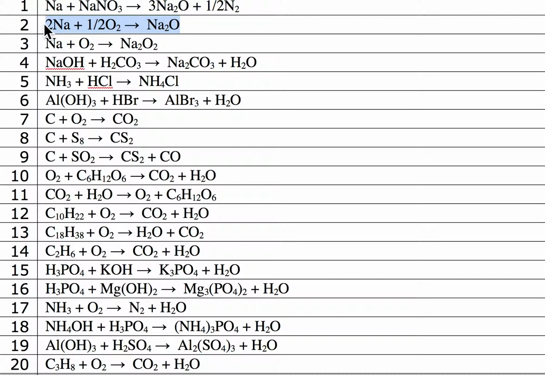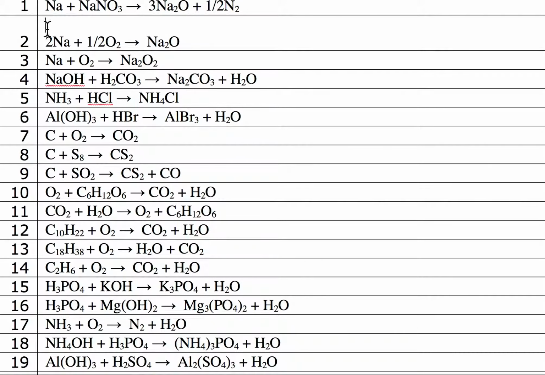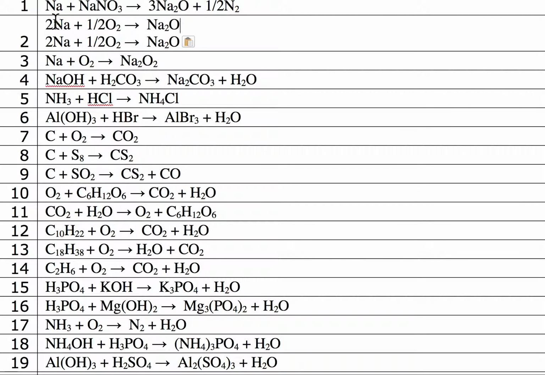Now again, to reduce the fractions, we'll paste that in a second time here, and we can multiply everything through to get rid of the fractions. To get rid of a 1/2, we'll multiply everything by 2. So this becomes 4, this one here becomes 1, and this becomes 2. Now this is a 4 to 1 to 2 ratio. If we look at this, there are 4 sodiums here, and 2 times 2, or 4 sodiums, there. There are 2 oxygens here, and we have 2 times 1, so 2 oxygens there. So once again, we're balanced.